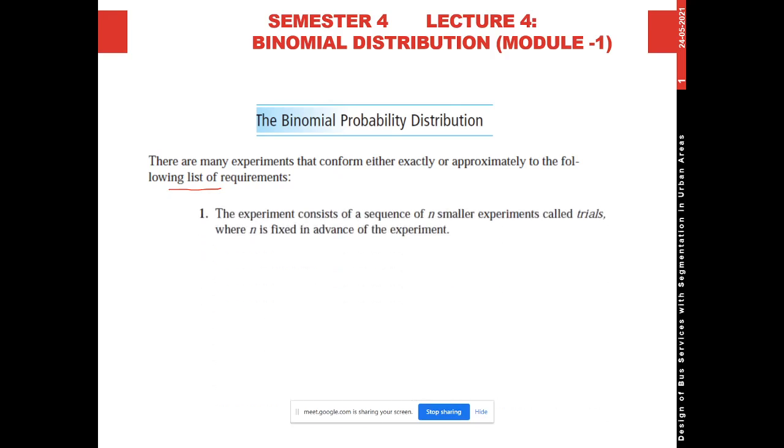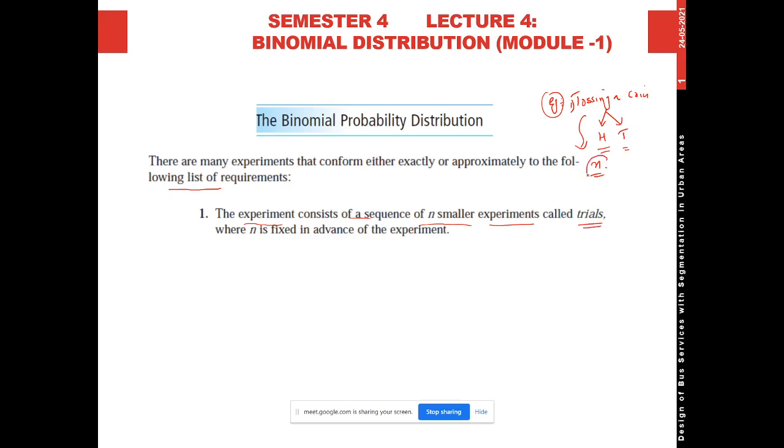First one, the experiment consists of a sequence of n smaller experiments called trials, where n is fixed in advance. For example, if I am tossing a coin, this is a random experiment since it has more than one possible outcome, head and tail. If we toss this coin n times, the experiment consists of a sequence of n smaller experiments called trials.